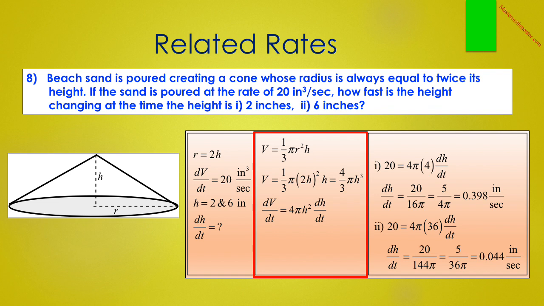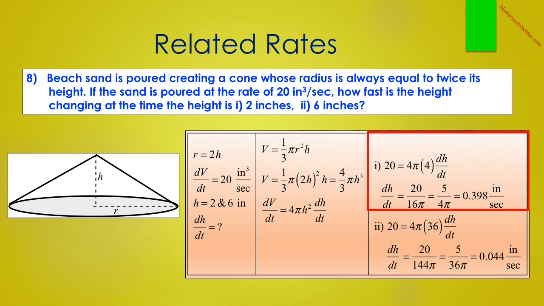Now, we do not know what r is. However, we do know that r is equal to 2h, and r is always equal to 2h. So it's a constant relationship, which means that wherever we see an r, we can replace it with 2h. So we get V equals 1/3 pi, quantity 2h squared times h, and that gives 4/3 pi h cubed. Therefore, dV/dt is equal to 4 pi h squared dh/dt.